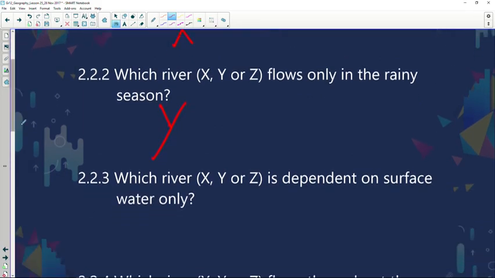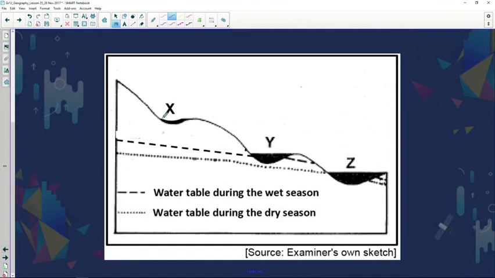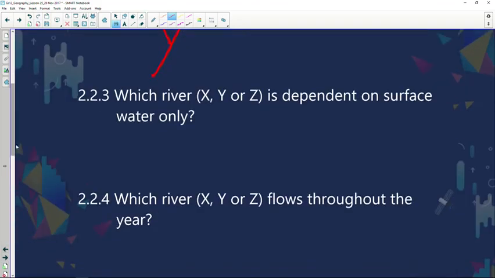Now, which river, X, Y, or Z, is dependent on surface water only? Keep in mind, it can't rely on underground water. Only on water that falls to the ground as precipitation. And the correct answer over there, you can see it depends only on the surface, that's going to be river X.